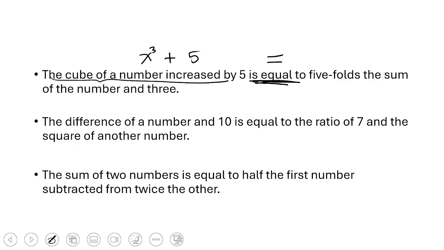And then it is equal to 5 folds the sum of the number and 3. We are pertaining to the same number here. And we also have 5 folds, so we are multiplying by 5. What are we multiplying by 5? The sum. So we are adding, what are we adding? The number and 3. So we write that there. Let me just rewrite it here so it will be neater.